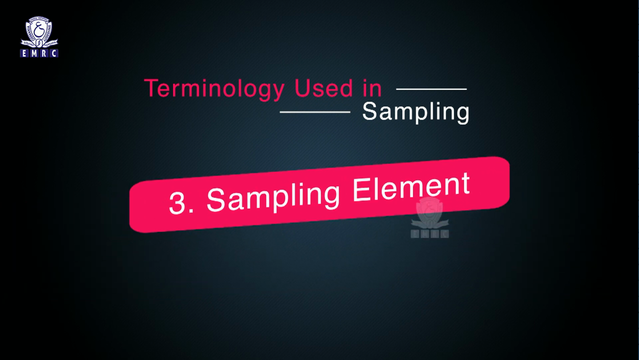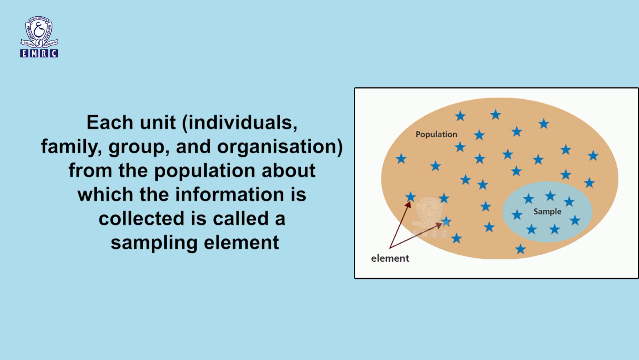Sampling element. Each unit, for example, individuals, family, group, and organization, and so on, from the population about which the information is collected is called a sampling element. For example, the researcher wishes to gather the perception of sociology students of Osmania University on NEP, National Education Policy. The total number of sociology students will be the sampling elements.